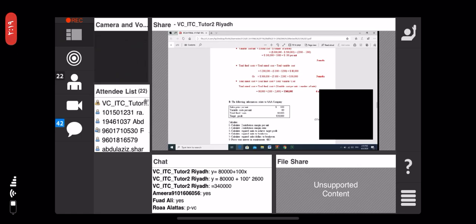Contribution margin, yes, price minus variable cost. So what is the amount of price here? Contribution margin, CM, will be equal what? Price, 100 minus 60. So contribution margin will be equal 40. Clear?